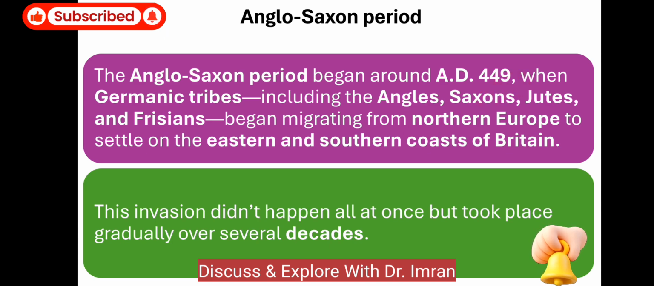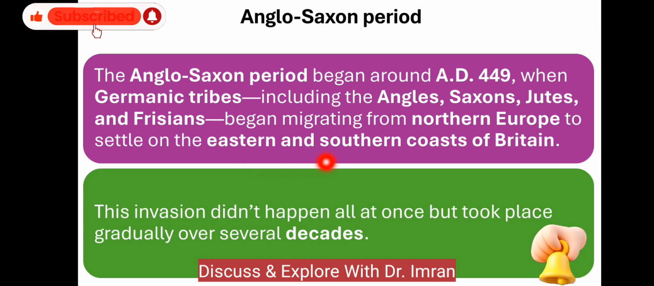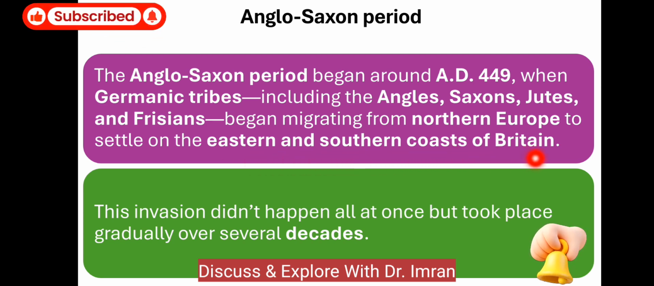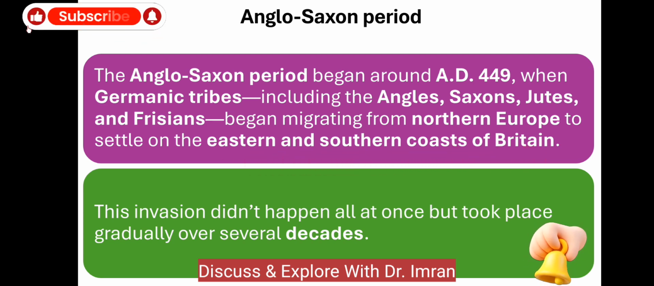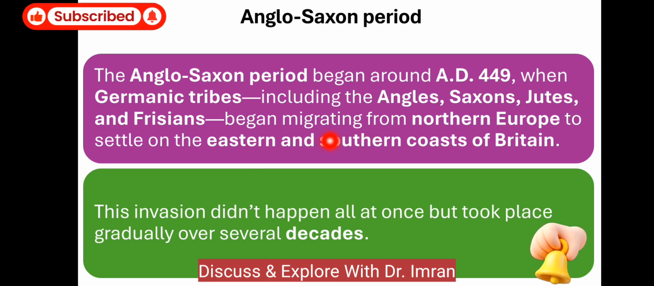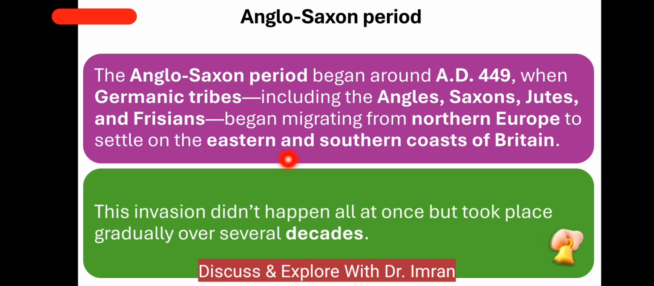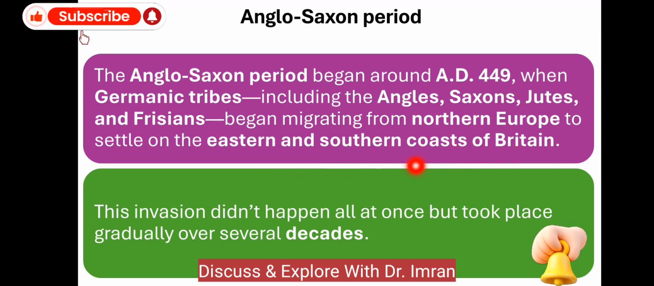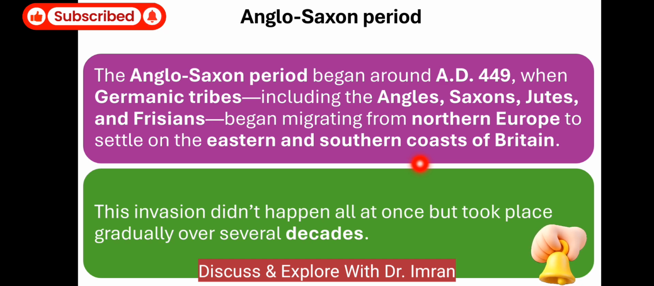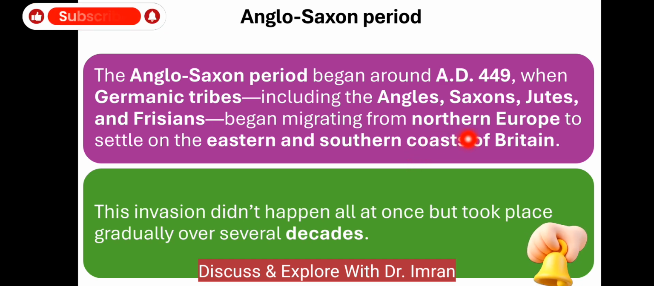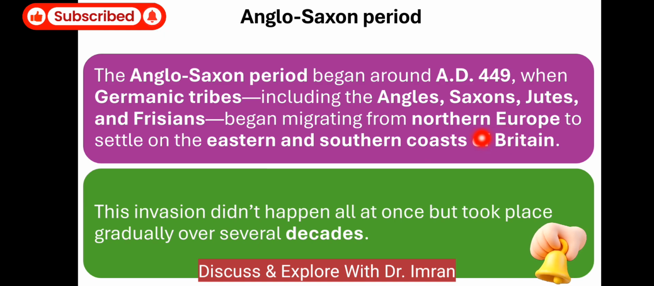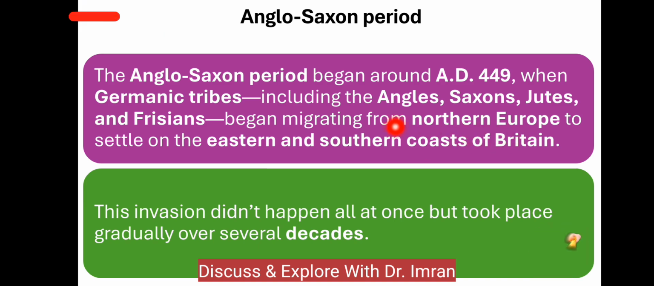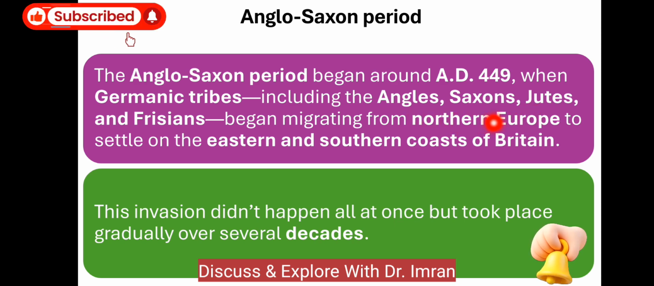And then they settled in the eastern and southern coast of Britain. You have to remember these words which I bolded: eastern and southern coast of Britain. This is the place where they settled. They came from Northern Europe or continental Europe, and collectively these tribes are known as Germanic tribes.